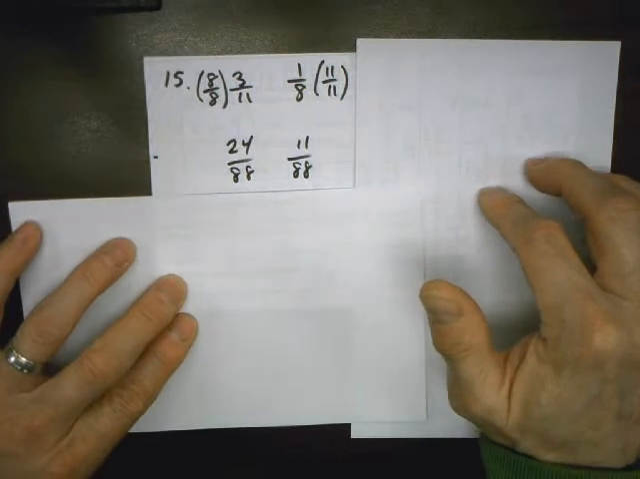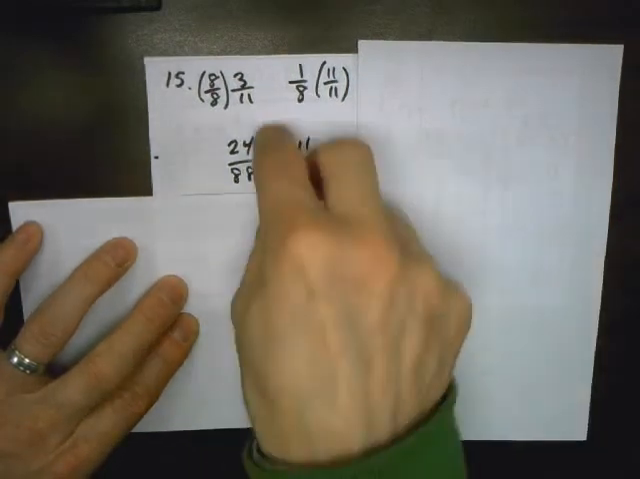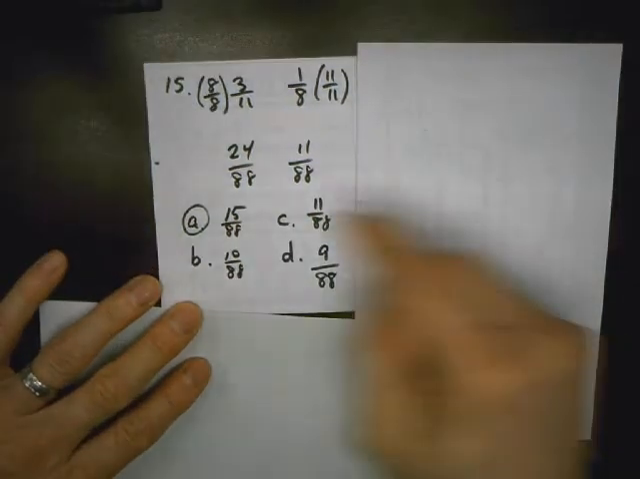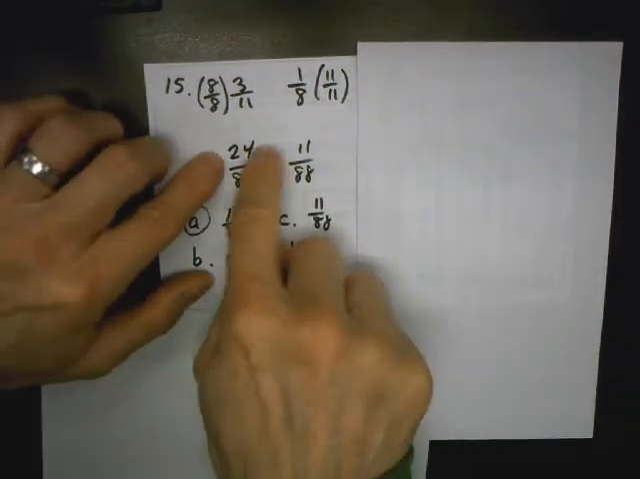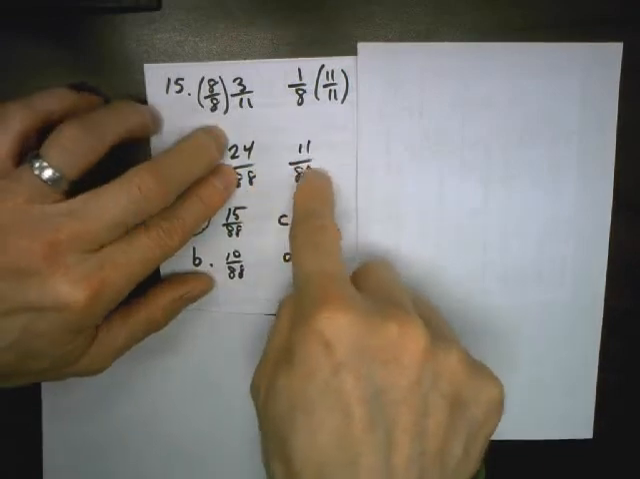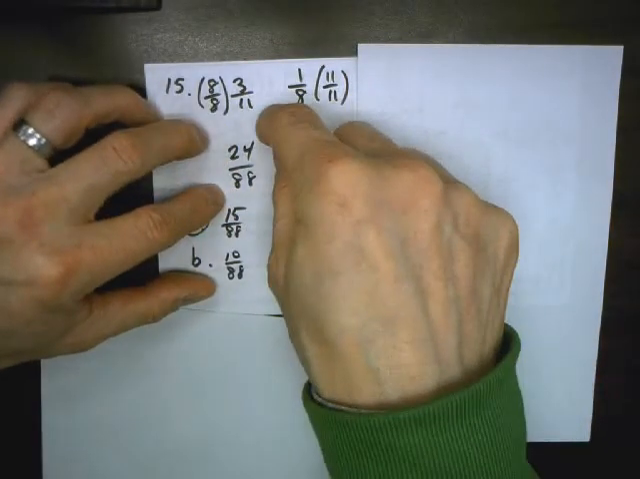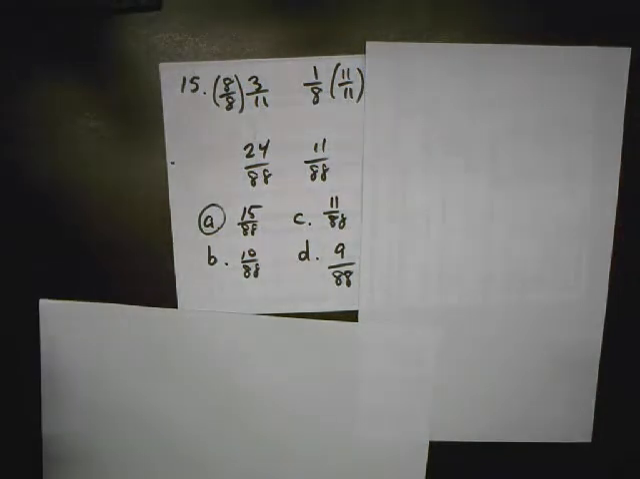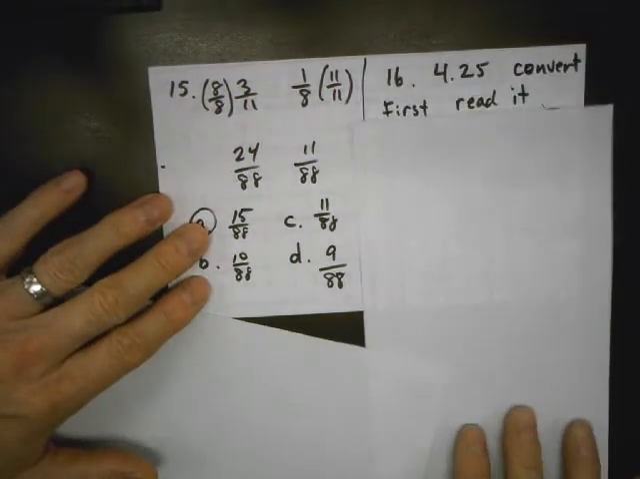The reason I do that is because now that it's the same size pieces, I can see which numerator is in the middle, and of all the options they gave me, the only one that's in the middle is 15/88. You just got to get a number in between those two, right? Once you rewrite these equivalent fractions, just get a number in between those two, keep the same bottom number. That's it. 16. How many numbers are equivalent to 4 and 25 hundredths?